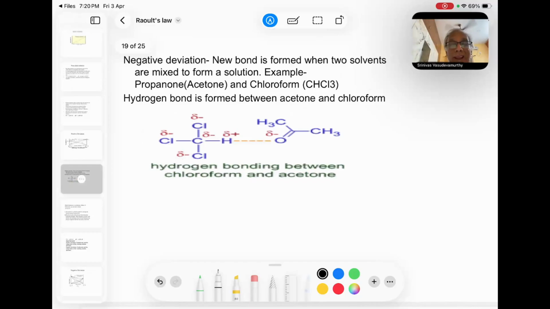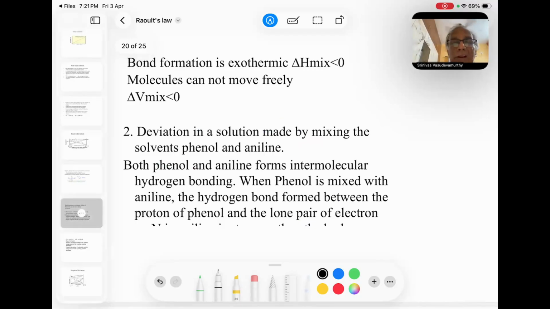I'll go to the negative deviation. Here, new bond formation takes place. I take acetone and chloroform. A hydrogen bond is formed between the proton of chloroform and the lone pair of electrons on oxygen in acetone. A kind of attraction develops here that results in hydrogen bond formation. When a bond is formed, energy is released.